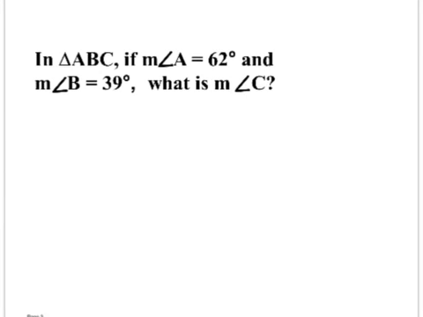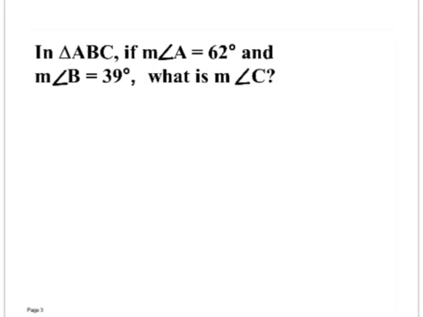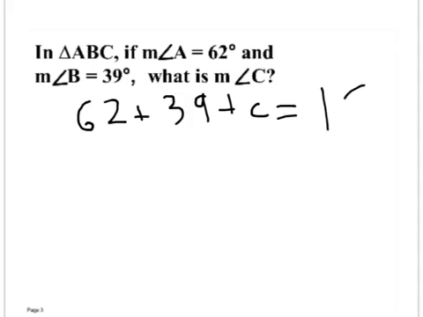You need to write this down. Sometimes they're not giving you a picture, they will just put it in words. In triangle ABC, the measure of angle A is 62, the measure of angle B is 39. I need to find angle C. So what I do is just add them up. 62 plus 39 plus, I'm going to call it measure of angle C, C, should equal 180.